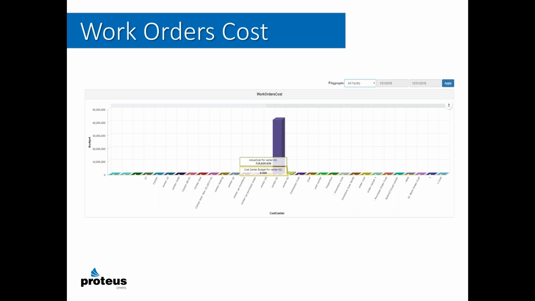Costs. Costs are absolutely critical. We want to look at what does the work order cost? What does it cost to maintain a particular piece of equipment? Is that particular piece of equipment costing more to repair and maintain than it would to buy a new piece of equipment? Not typical in manufacturing, but very typical in facilities.